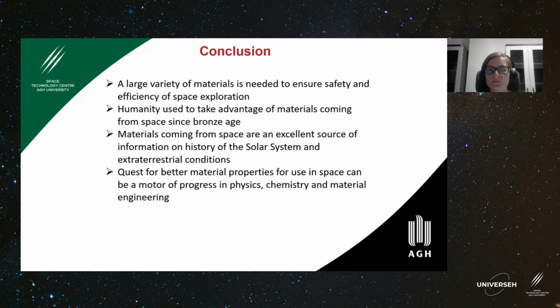So, to conclude, a large variety of materials is needed to ensure safety and efficiency of space exploration, and humanity used to take advantage of materials coming from space at least since the Bronze Age. This is the earliest that we know of. Maybe it was earlier, we don't know, but that's what was found so far. And materials coming from space are an excellent source of information on history of the solar system and extraterrestrial conditions.